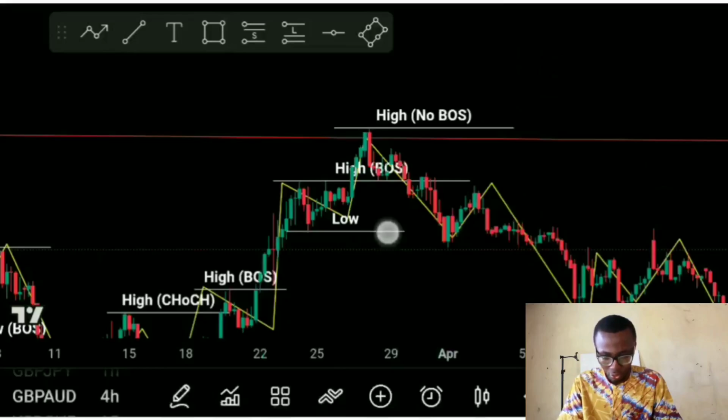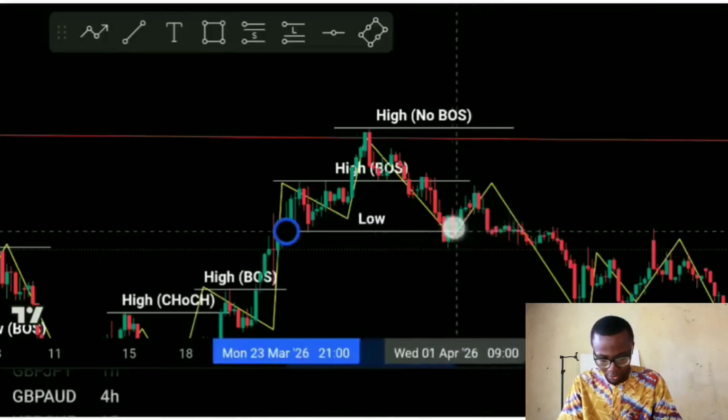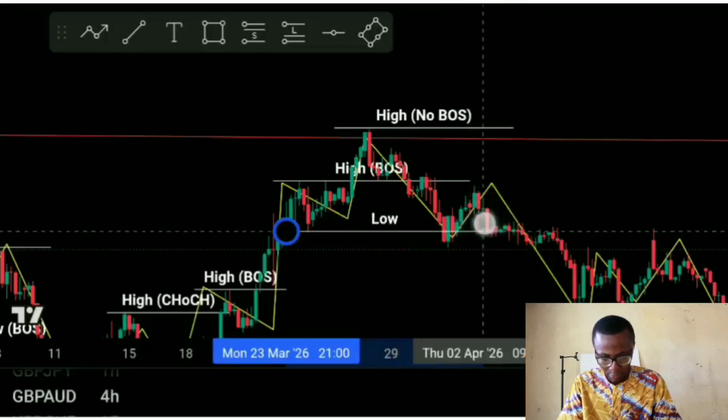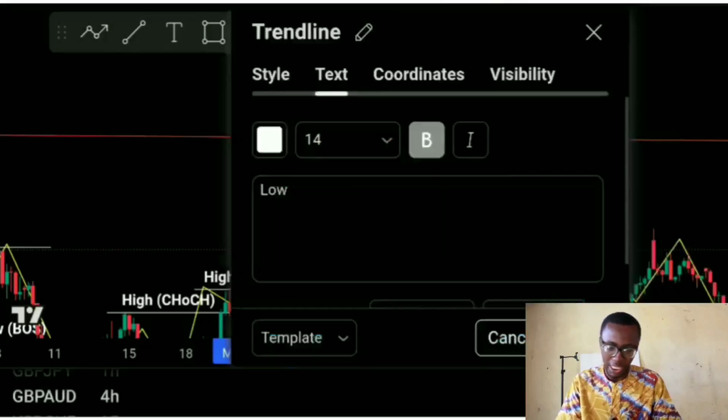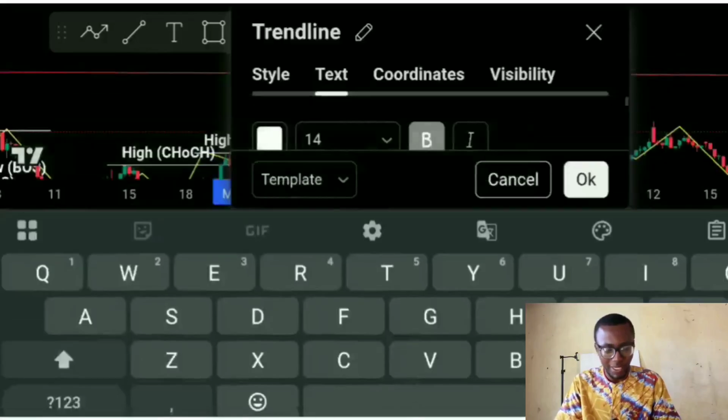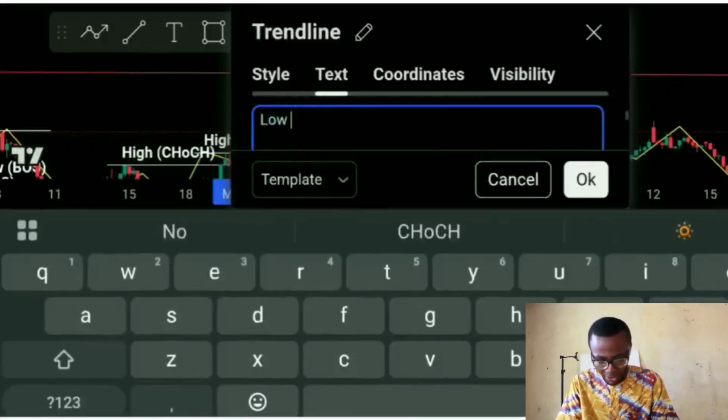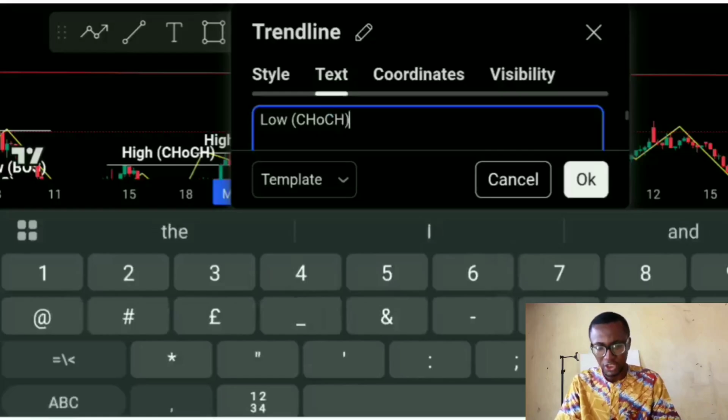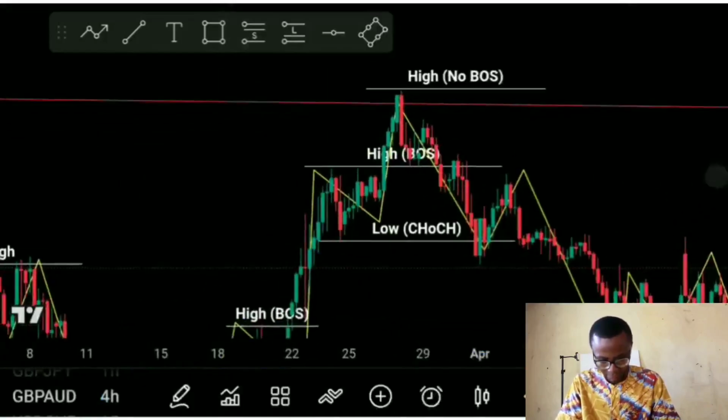So now look at this low. This low has been broken here. So this low is now what? A change of character. So whenever the high is broken in an uptrend, it's called break of structure. But when the low is broken in an uptrend, it's called what? Change of character. I see.